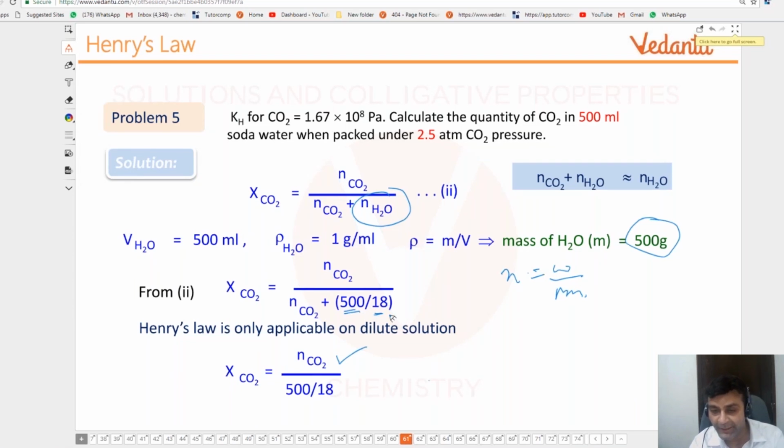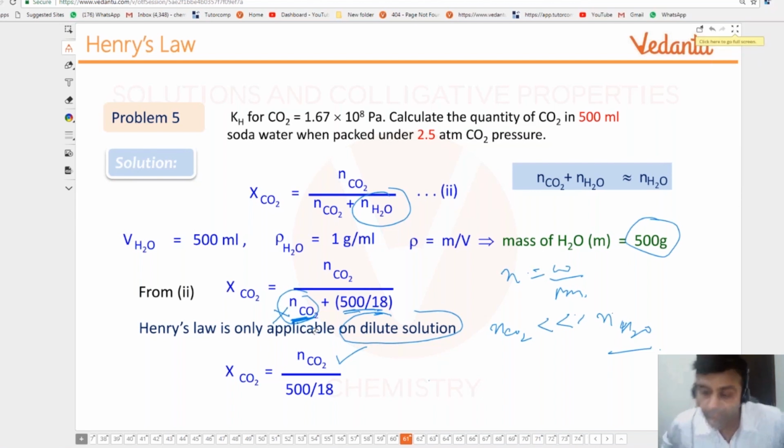I hope you might be getting this thing. In case of dilute solution, I have neglected this value. Reason being, it is a dilute solution. Dilute solution means the amount of solute is very, very less. It is so less that this value is negligible as compared to this value. The number of moles of carbon dioxide is very, very less as compared to the number of moles of water. That is why I had neglected it here. Any doubt? All clear? Right.